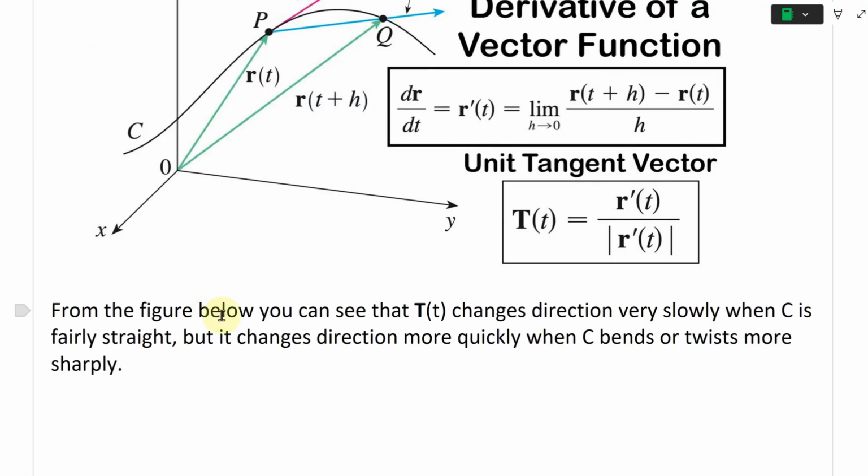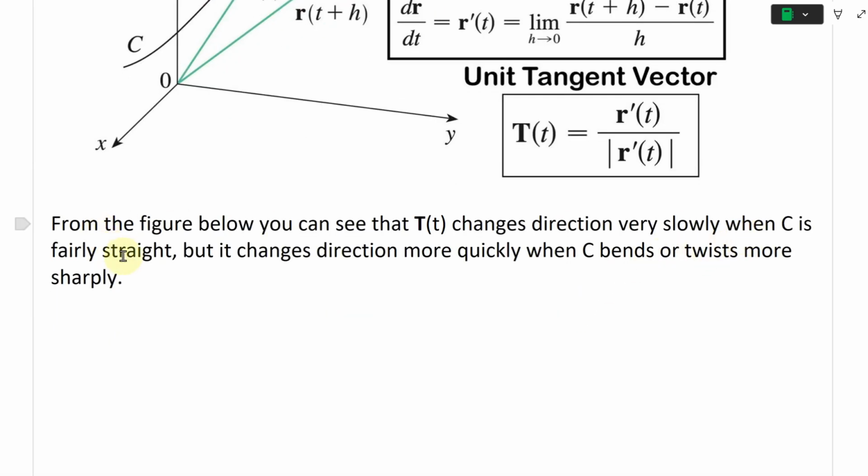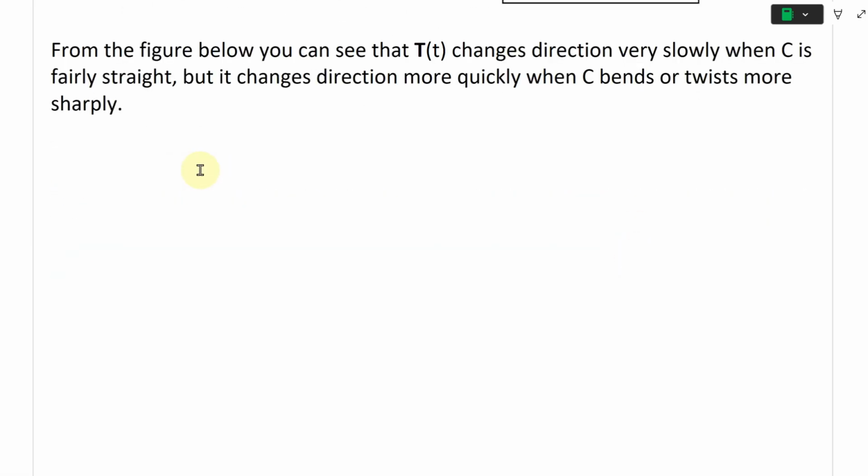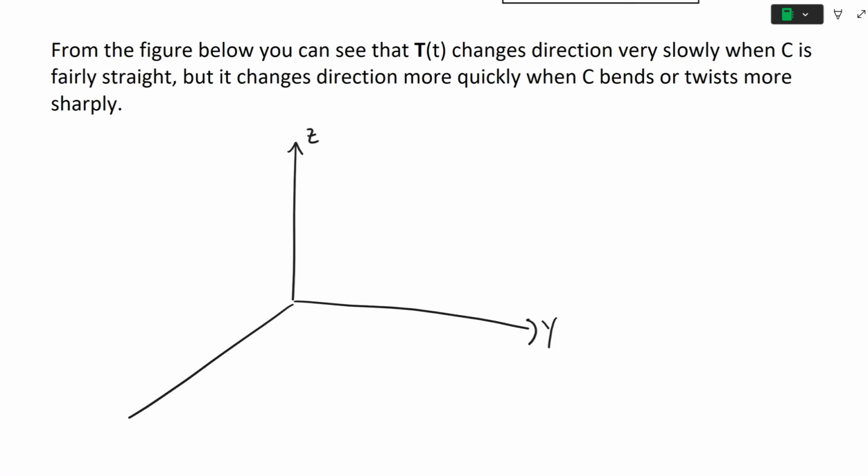So now from the figure below, you can see that the unit tangent vector, capital T of t, changes direction very slowly when C is fairly straight, but it changes direction more quickly when C bends or twists more sharply. All right, so I'll draw this out, and I'm probably going to show the screenshot of the calculus book after, because it's a bit hard drawing in 3D neatly. Just to get the point.